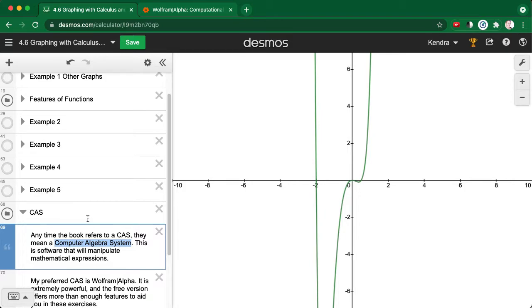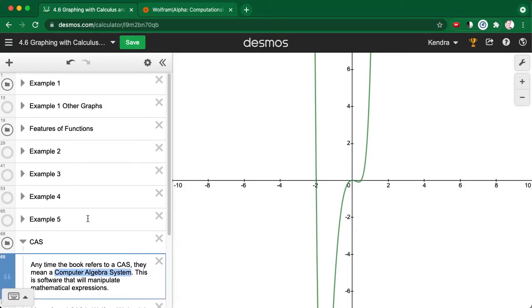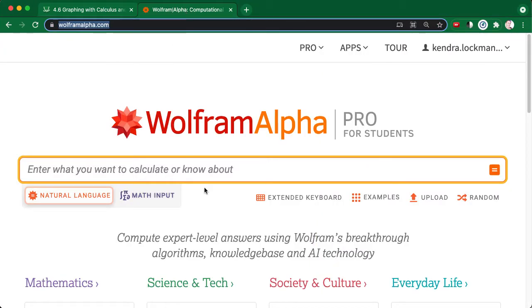Where Desmos will do some calculations for you and it will graph things for you, it doesn't compute things algebraically. Like it won't tell you what is the derivative of 2x plus 5. Wolfram Alpha does do that. Wolfram Alpha is a free service, and I pay for a pro account, but all of the things that I show you in these examples, you can do with the free account. And they also have a mobile app that I think costs like $3 or $4.